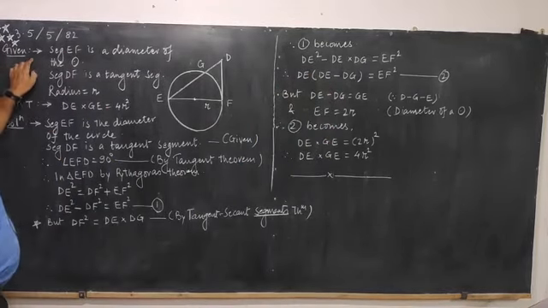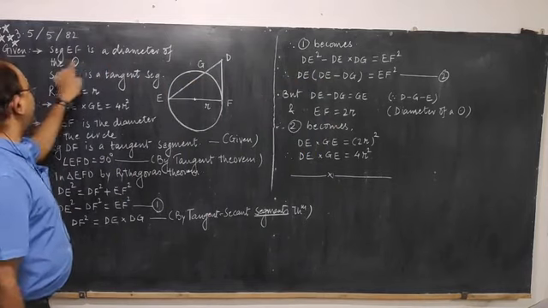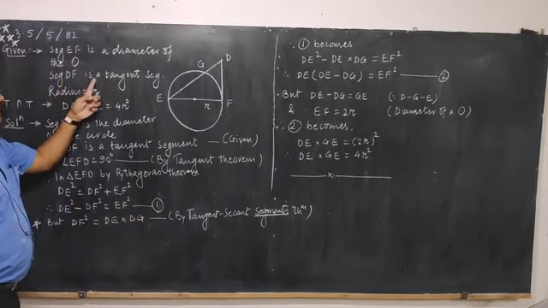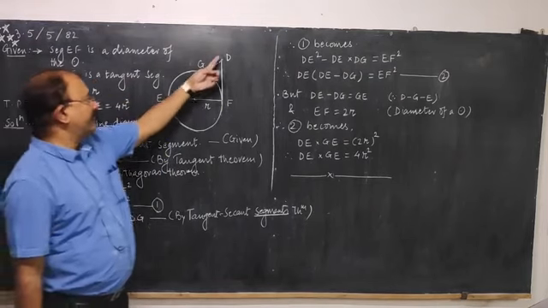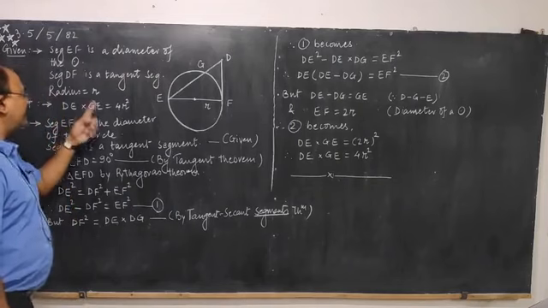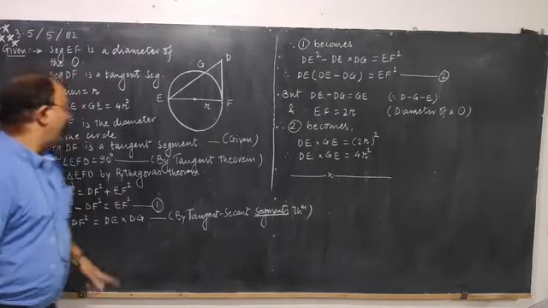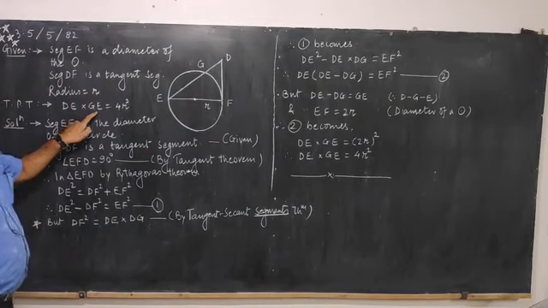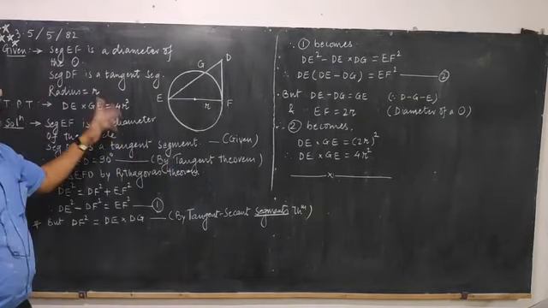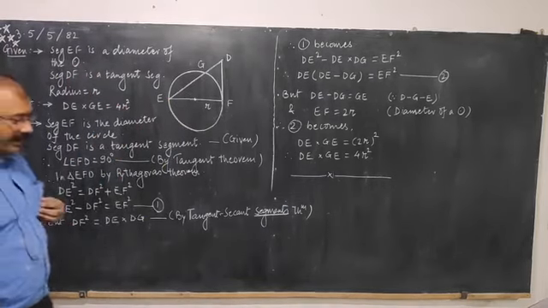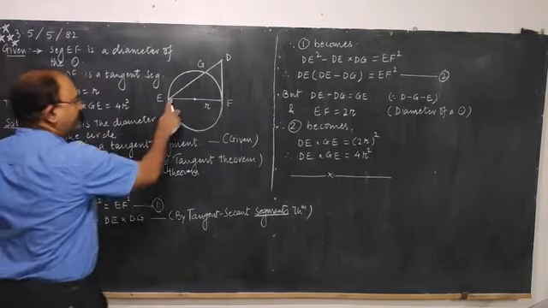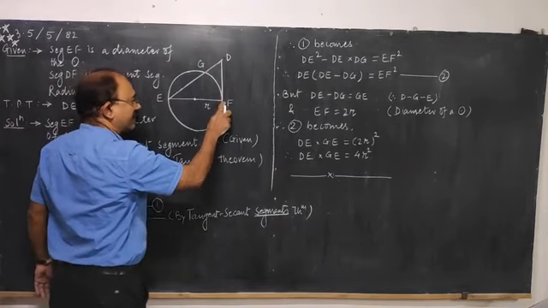It is given that segment EF is the diameter of a circle. Segment DF is a tangent segment. The radius of the circle is R, and we want to prove that DE into GE is equal to 4R square. Now, this is the diameter of a circle and this is the tangent segment.